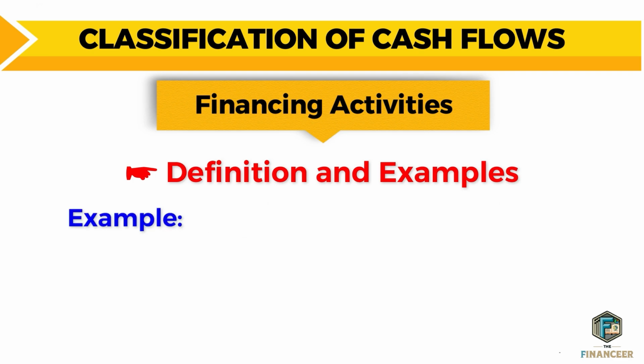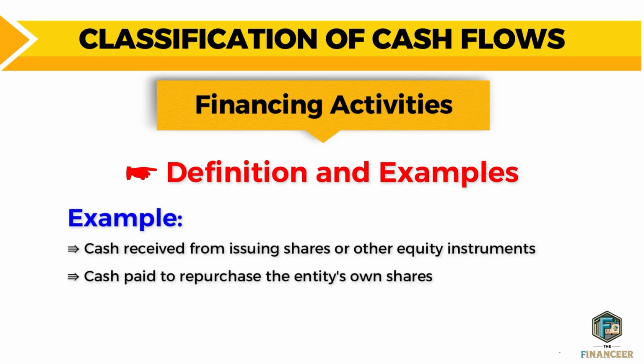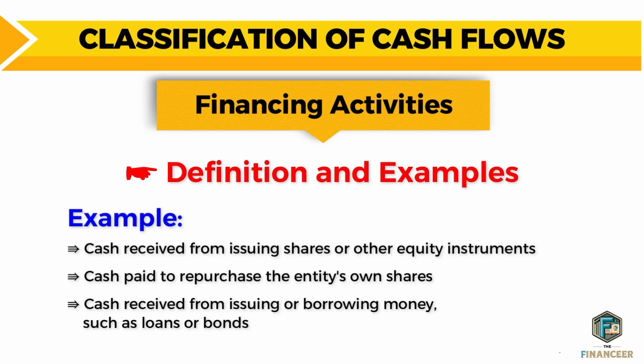Examples for this category might include cash received from issuing shares or other equity instruments when it comes to increasing the capital, so you are getting contributions from owners. Also cash paid to repurchase the entity's own shares, which is defined as treasury shares or treasury stock, and also cash received from issuing or borrowing money, such as loans or bonds.